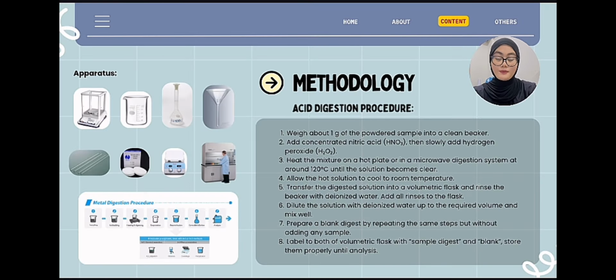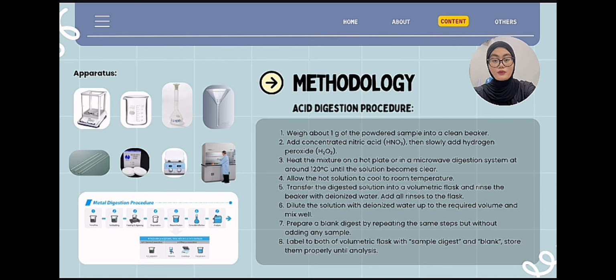My name is Afika. So now I will proceed to explain the acid digestion procedure. First, we need to weigh about 1 gram of the powdered sample into a clean beaker. Next, we need to add concentrated nitric acid, which is HNO3. Then add the hydrogen peroxide, which is H2O2. Heat the mixture on a hot plate or in the microwave digestion system at around 120 Celsius until the solution becomes clear. Allow the hot solution to cool to room temperature.